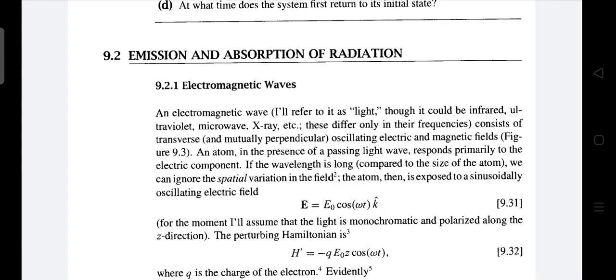Hello everyone. Today we are going to discuss the main topic, emission and absorption of radiation.